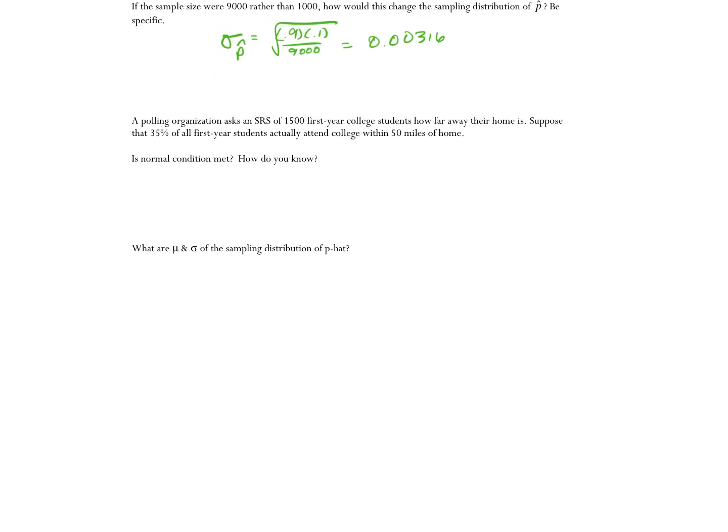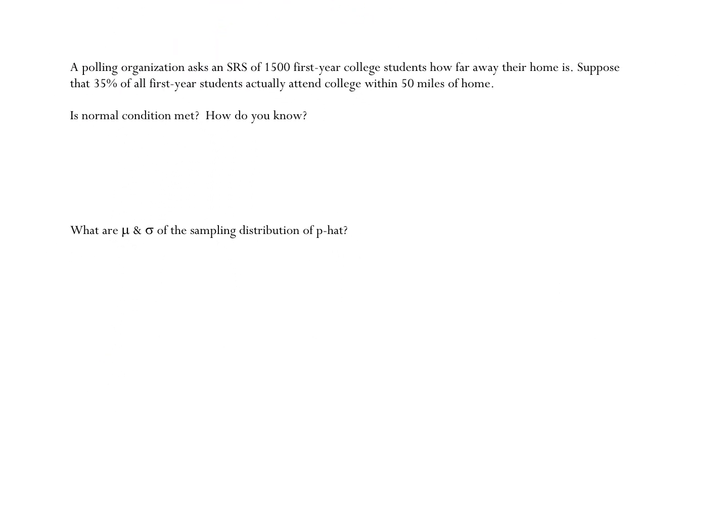Let's look at another kind of example. Different wording, but similar ideas. A polling organization asks a sample of 1,500 first-year college students how far away their home is. Suppose that 35% of all first-year students are within 50 miles of home. You guys, tell me something I know. P equals 0.35. N equals 1,500.